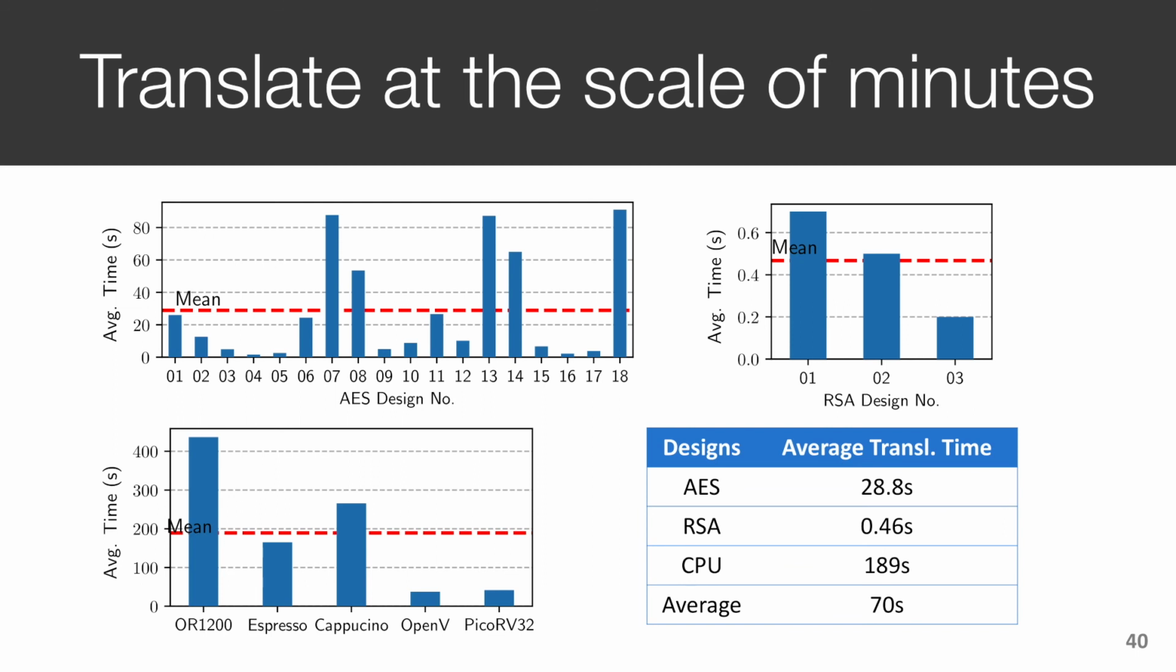The translation can be done at the scale of minutes, and the average translation time is about 70 seconds. We observe that the translation time varies across different designs, depending on their complexity. For the AES and ISA designs, most of the translation time is spent on the refinement pass. For the processor design, most of the translation time is spent on the variable mapping pass. The results suggest that Transys is practical enough to be used by hardware designers on a daily basis to quickly generate security assertions through translating existing ones.